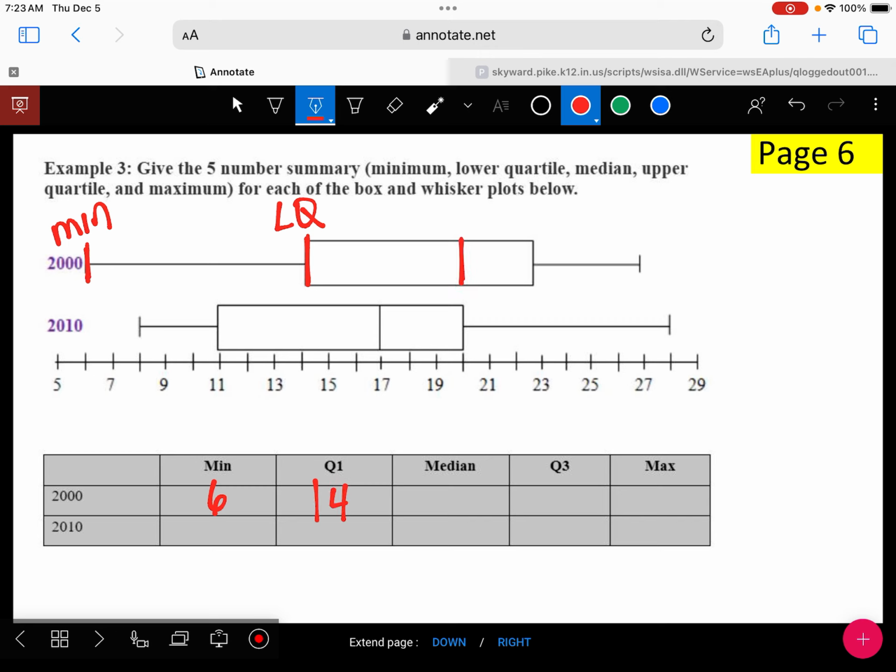The middle of the box, the line you see in the middle, that represents the median. And what was that in 2020? Good. And then here is our upper quartile. And that looks like it's close to 23. And then our max, 27. All right, you go ahead and fill it out for 2010.